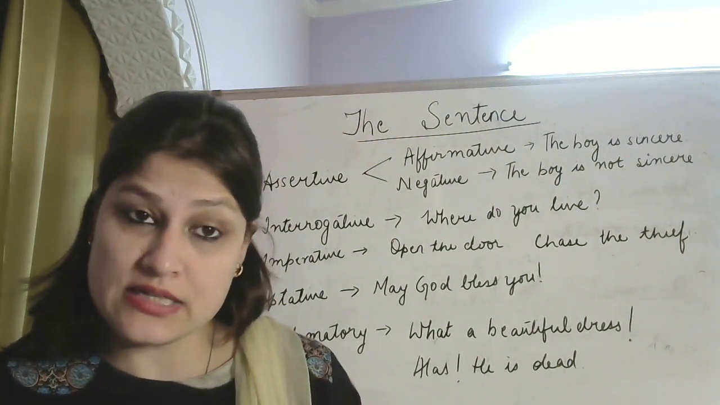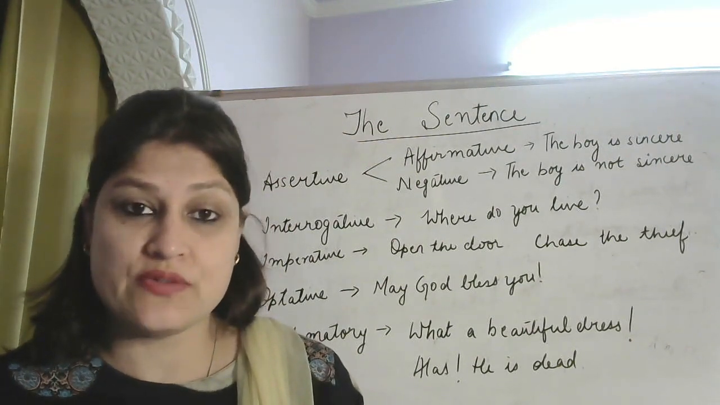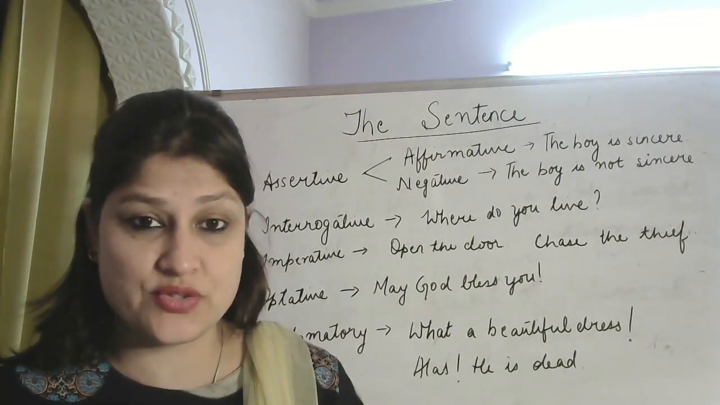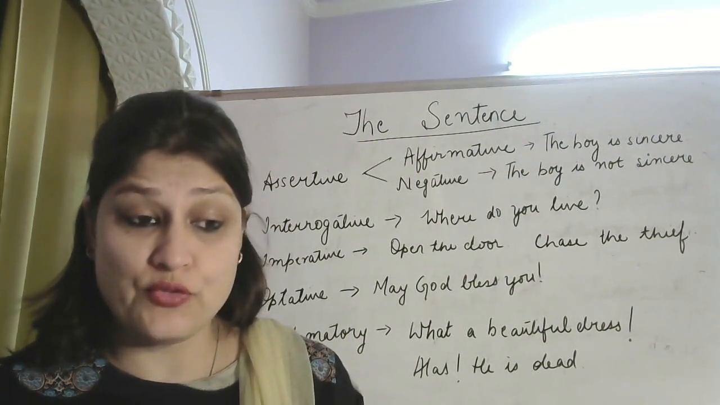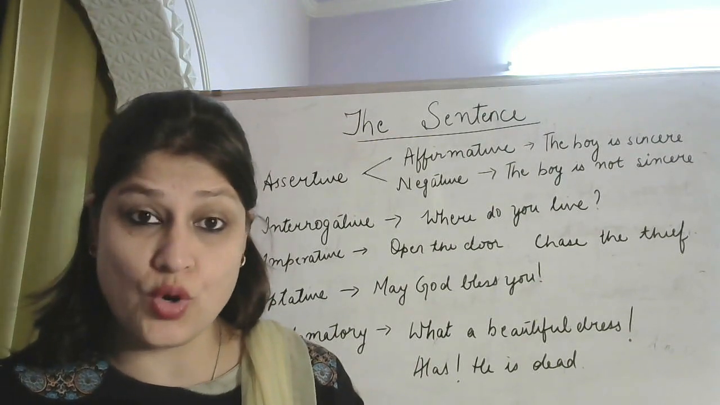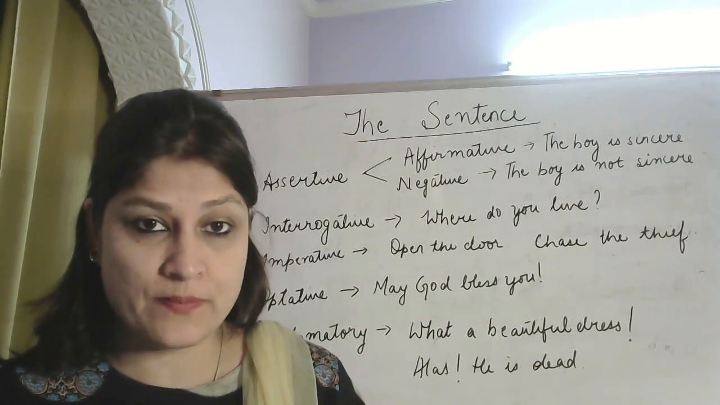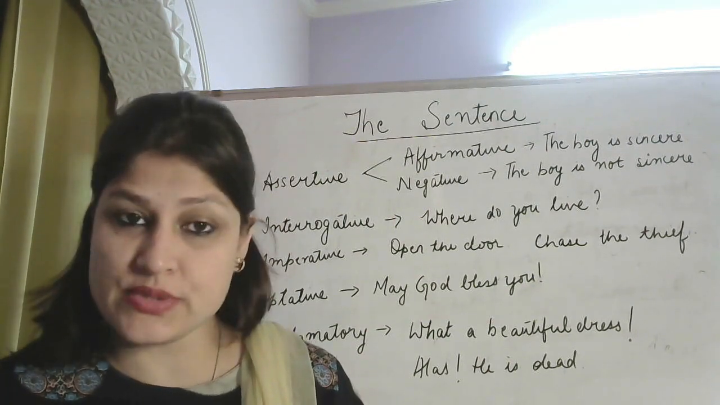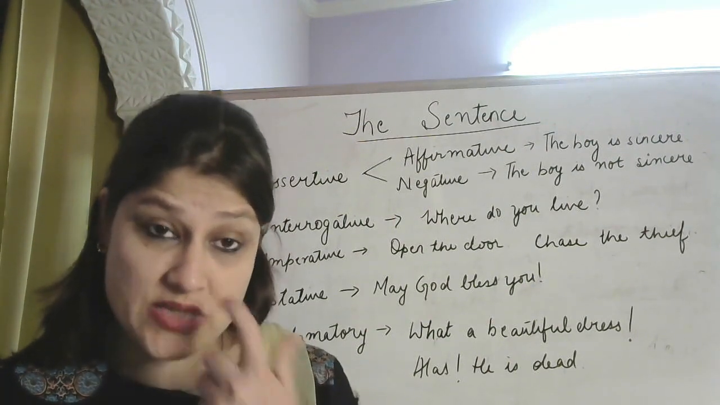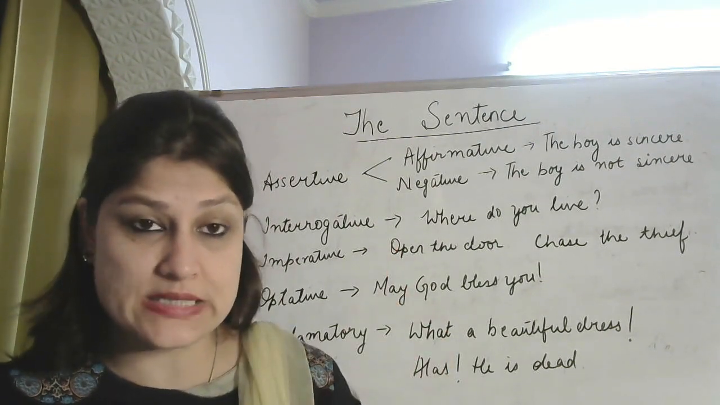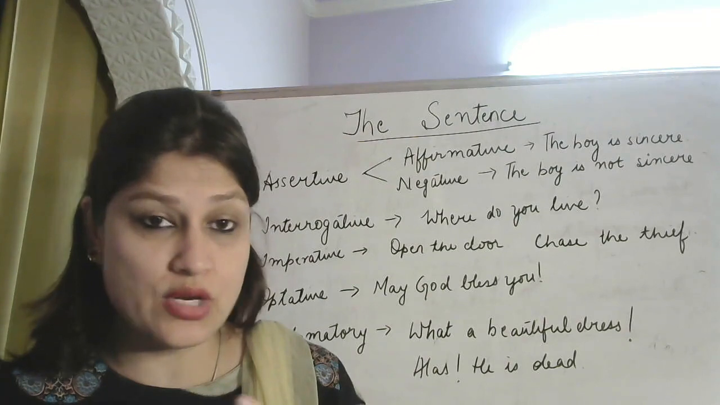There are different kinds of sentences again. We have assertives, interrogatives, imperatives, optatives, exclamatory. I'm sure you all know about it, but we'll just go through it once more. Assertives are the simple sentences. We also call them declaratives. Assertives are again divided into two. You can see affirmative or negative.